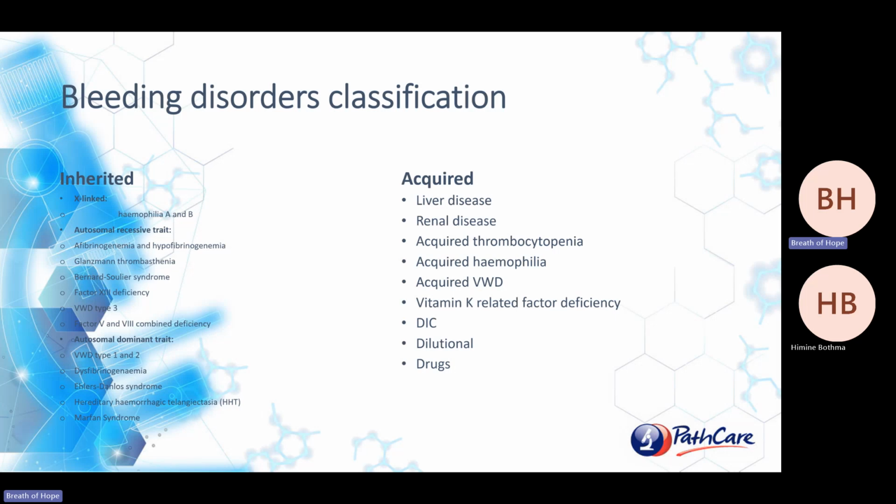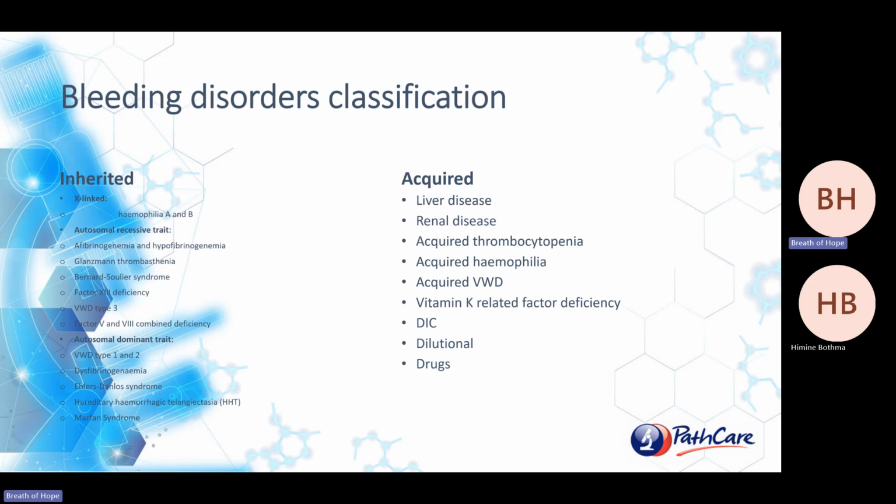Sorry about that. So more commonly what you will encounter are acquired bleeding disorders. So that would be bleeding disorders due to liver disease. As you know, most of your coagulation factors are formed in the liver. So with liver disease, you get inadequate formation of clotting factors leading to bleeding disorders. Renal disease, mainly affecting platelets here. The uremia causes a platelet dysfunction and you get bleeding from that.